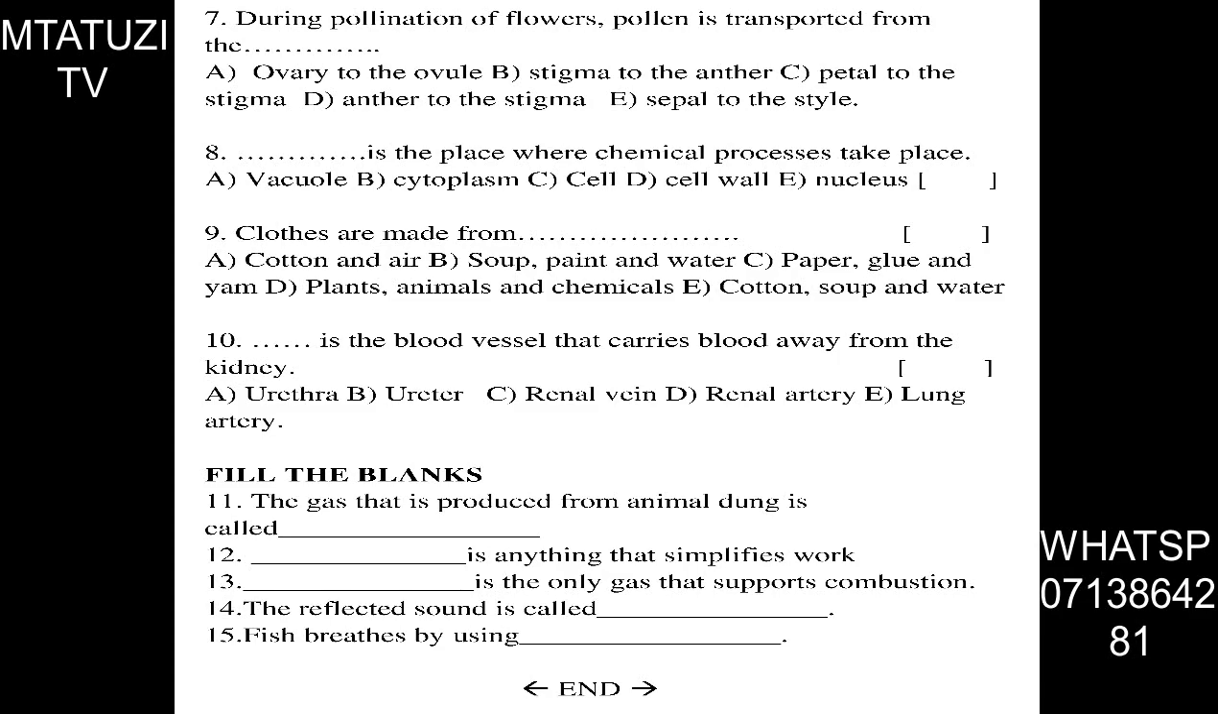You are given the alternatives here. You have to choose the best answer. Question number 10 says that dash is the blood vessel that carries blood away from the kidney. A, urethra; B, ureter; C, renal vein; D, renal artery; E, lung artery. That is for section A. That was a multiple choice section. So now let us go to section B.